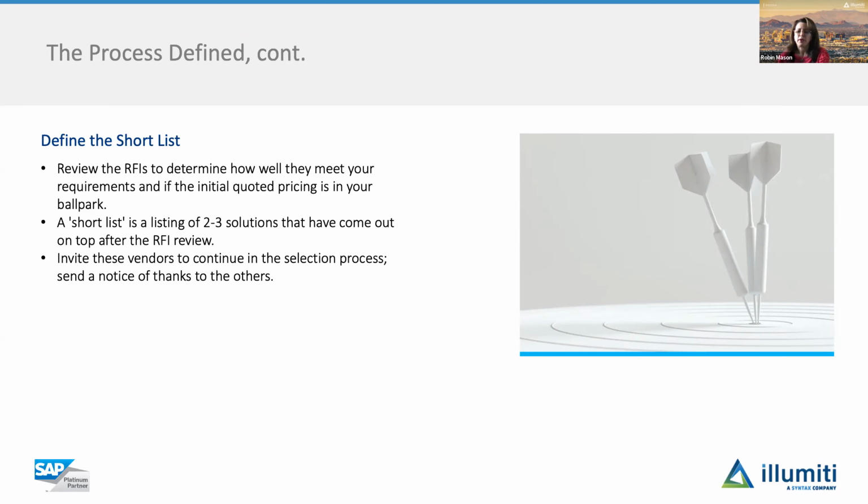Something that you'll want to do as you refine your list of vendors is to communicate with them. Let those know who you are moving forward with. And for those who have been disqualified, thank them for their participation and let them know that they will not be continuing through the process.